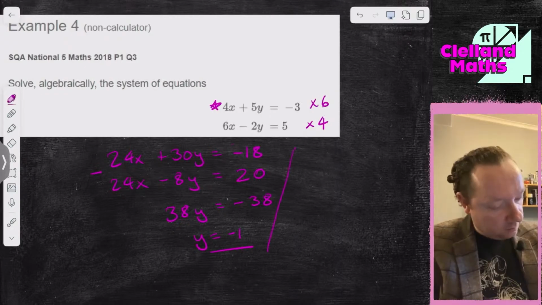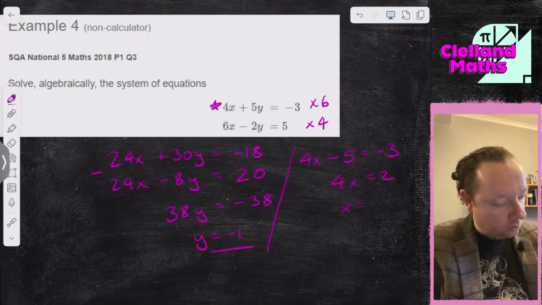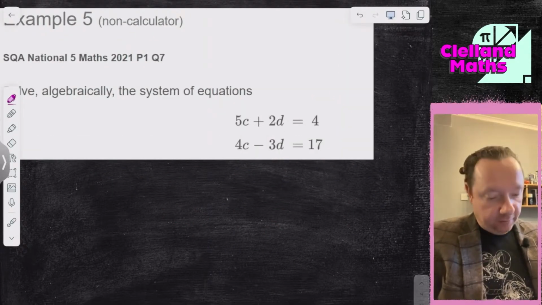So we've got 4x plus 5y is minus 3. 4x, 5 times minus 1 is minus 5, equals minus 3. Oh yeah, there you go. So 4x is 5 minus 3, which is 2. So x is 2 over 4, which is a half. And we're done there.